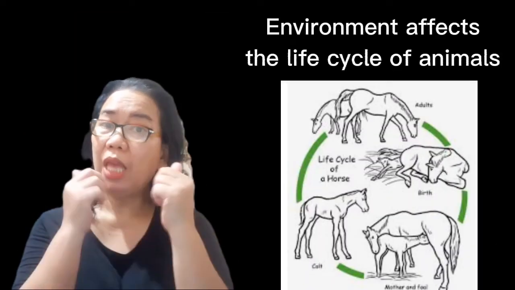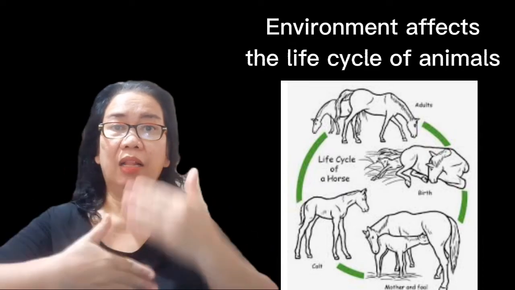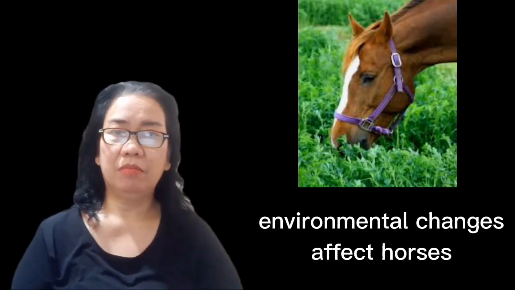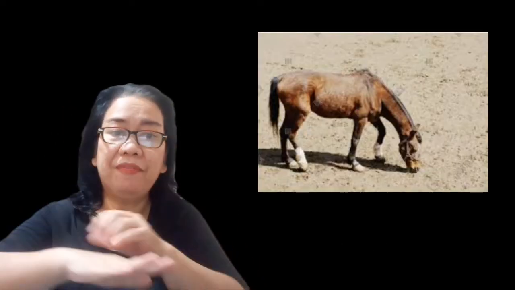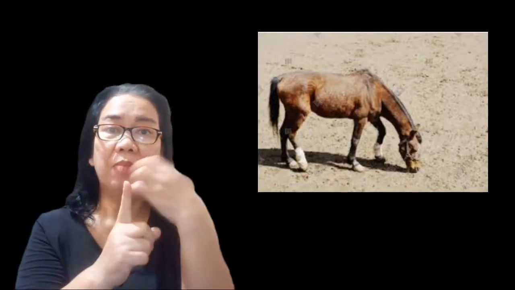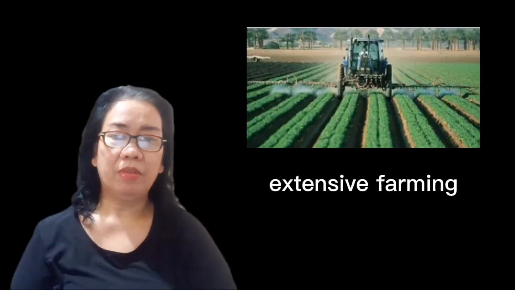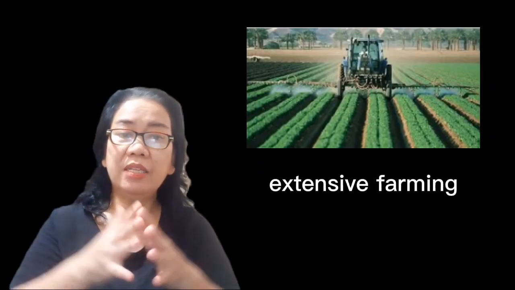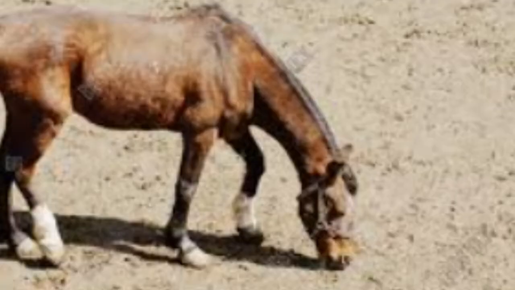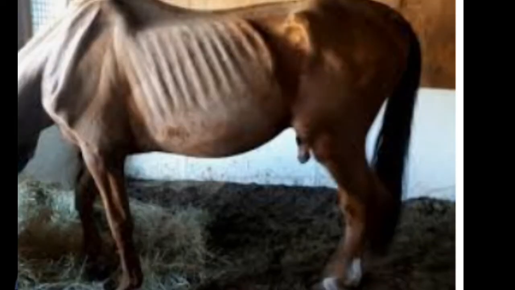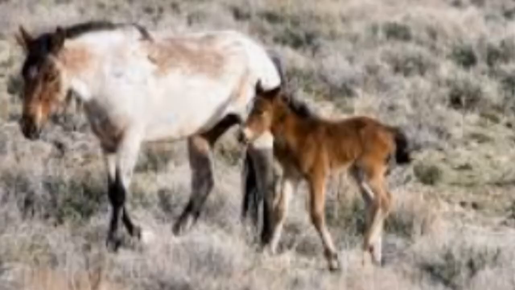The environment can also affect the life cycle of animals. Examples: horses are greatly affected by the environmental changes. Extensive farming limits the grazing areas of horses and reduces their food, therefore affecting their intake of nutrients. Water is a valuable resource for horses.